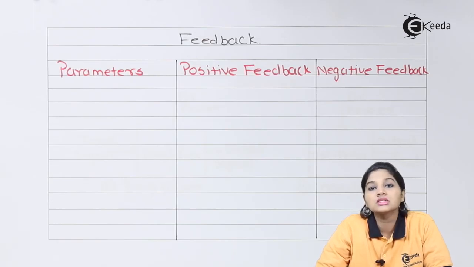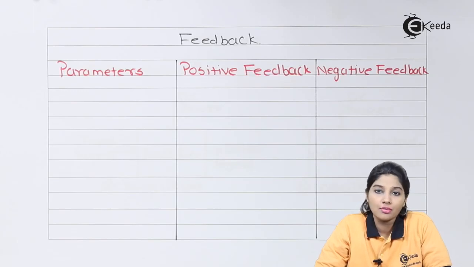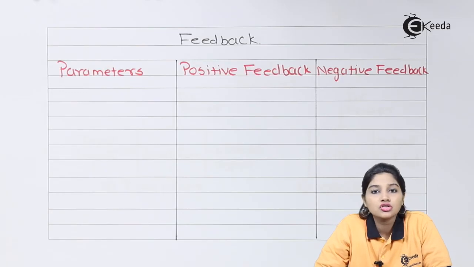Positive feedback increases gain of the amplifier, whereas negative feedback reduces gain of the amplifier. But still it finds applications in many electronic circuits. The most common application of negative feedback is the amplifier, whereas the most common application of positive feedback is oscillator.